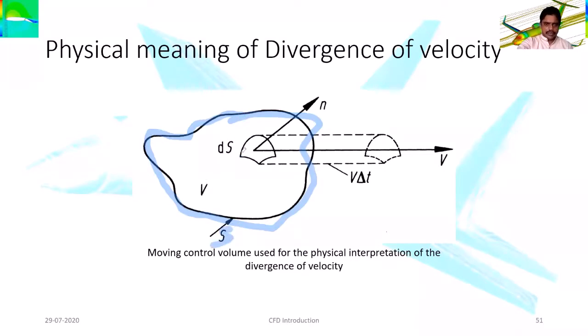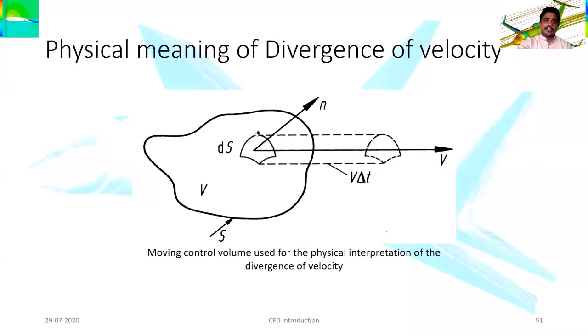Here I have considered an elemental surface, which is represented by dS. The perpendicular vector to this surface is represented by n, a unit vector perpendicular to the surface. So initially I have defined one surface of area S, and the elemental surface within it is dS. If this surface encloses a volume, let me define that volume as V.